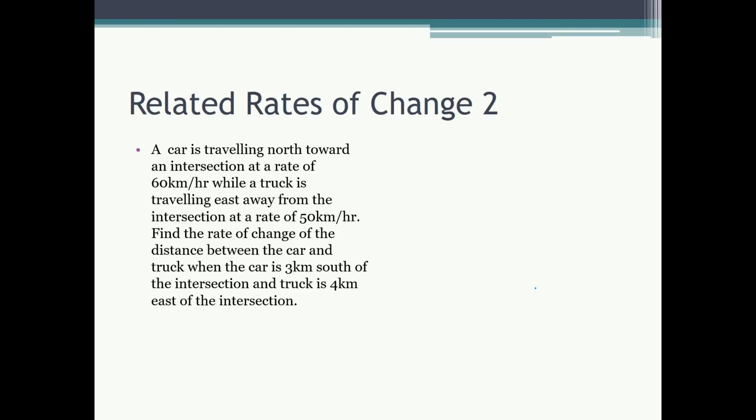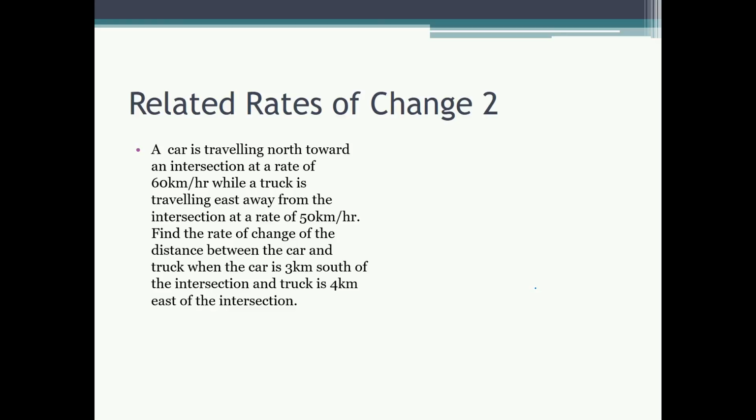In this problem we have a car travelling north towards an intersection at a rate of 60 kilometres per hour, while a car is travelling east away from the intersection at a rate of 50. So you can see that if I consider the intersection, one car has a rate travelling towards it, one car has a rate travelling away from it, but there is also a distance between the cars, and that will also be changing.